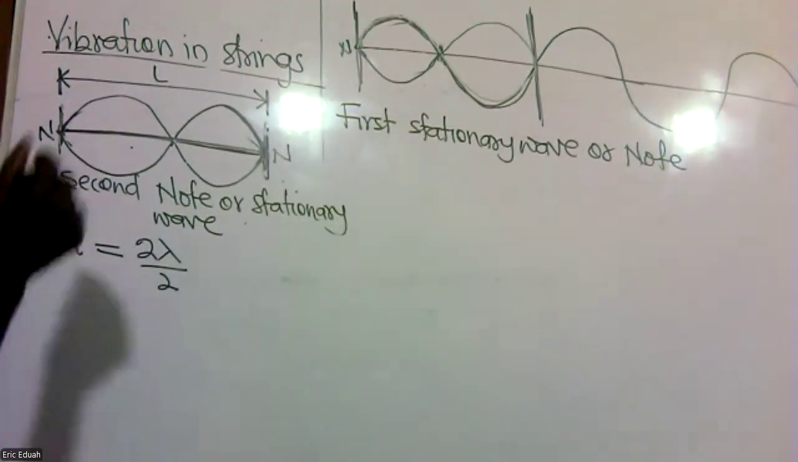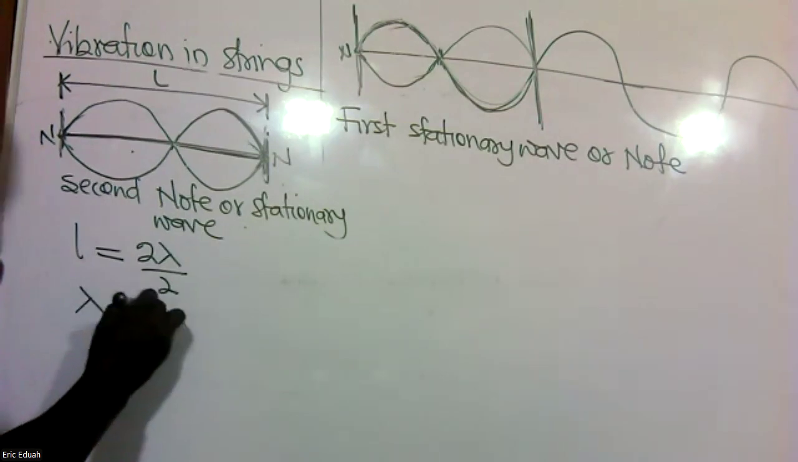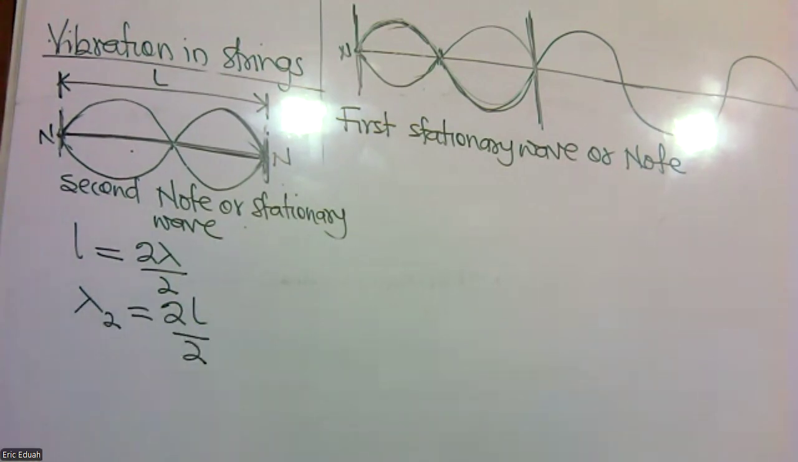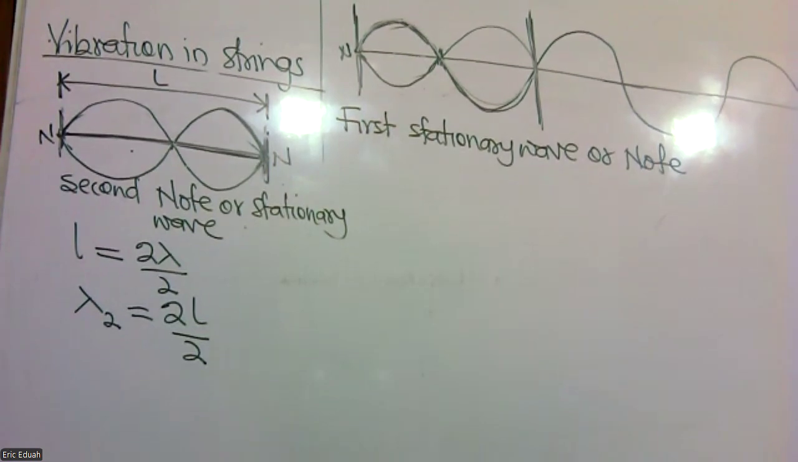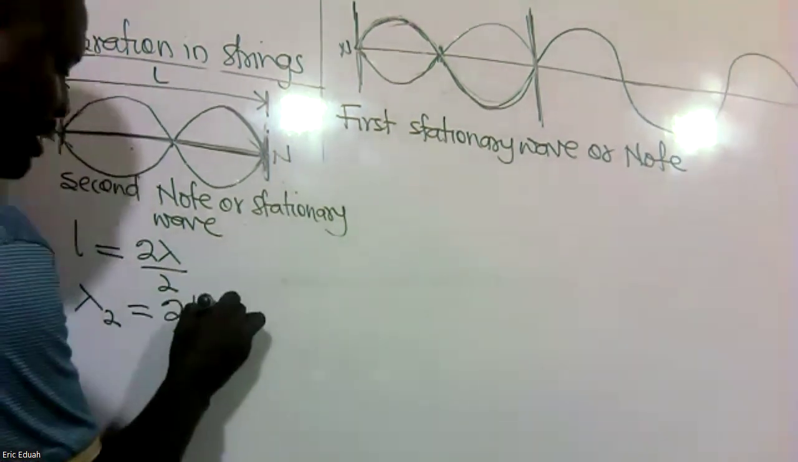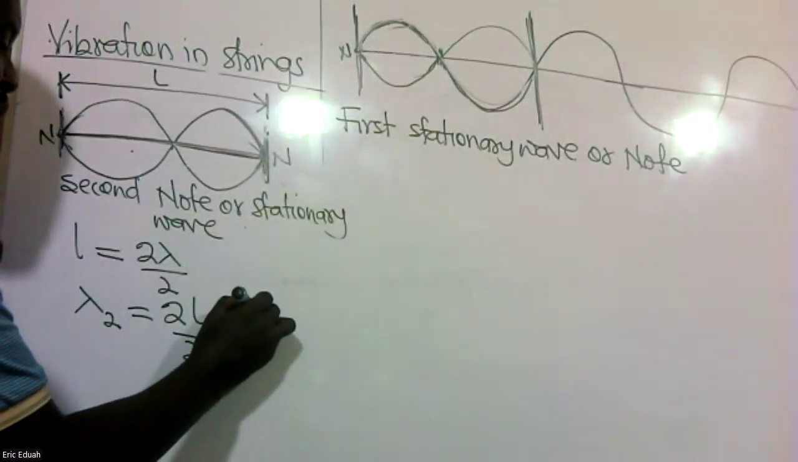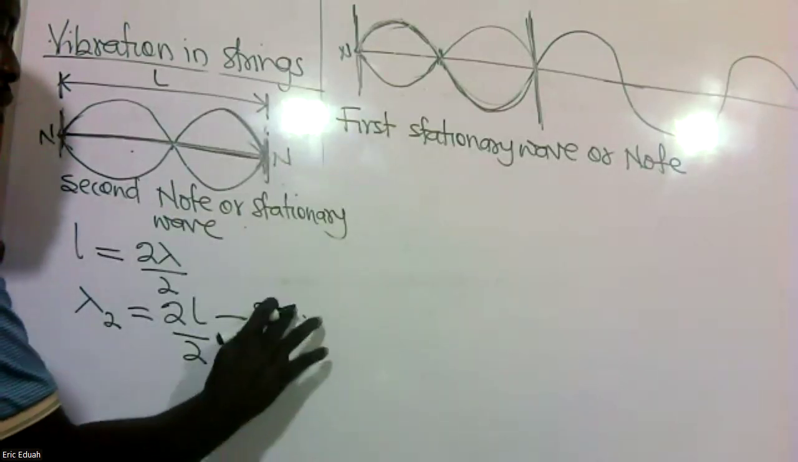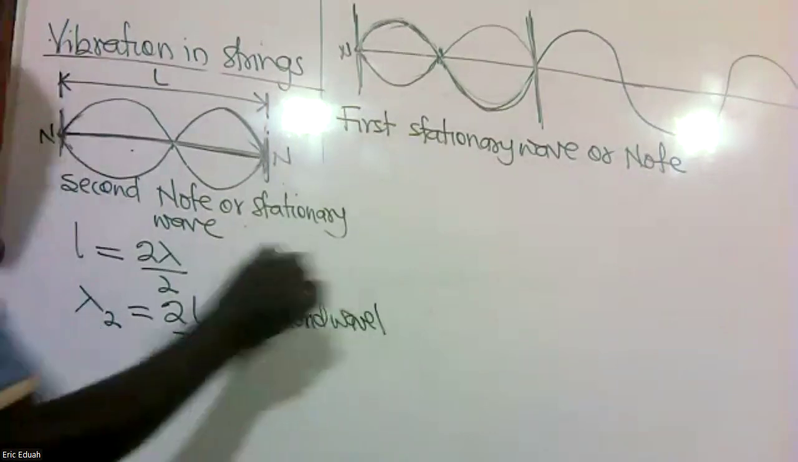So it means that lambda 2 would be equal to 2L over 2, which is L. This becomes that particular wavelength which forms this. So this is the second. We saw the fundamental wavelength, so this is the second wavelength which forms this.